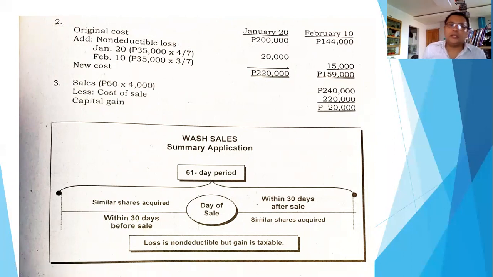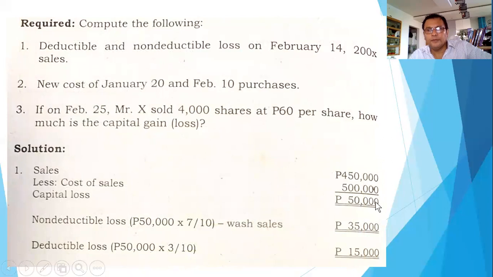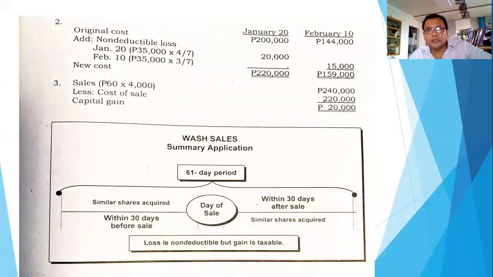So to summarize the application of wash sale, the 61-day period is the prohibited period. In this period, there are similar shares acquired within the 30 days after the sale, and before the sale. The date of the sale, similar shares were acquired. So the loss is non-deductible, but the gain is taxable. So in this case, the February 25 sale is taxable. But the loss of 50,000 on the February 14 sale is non-deductible, so the non-deductible loss is distributed to the cost of the remaining shares.